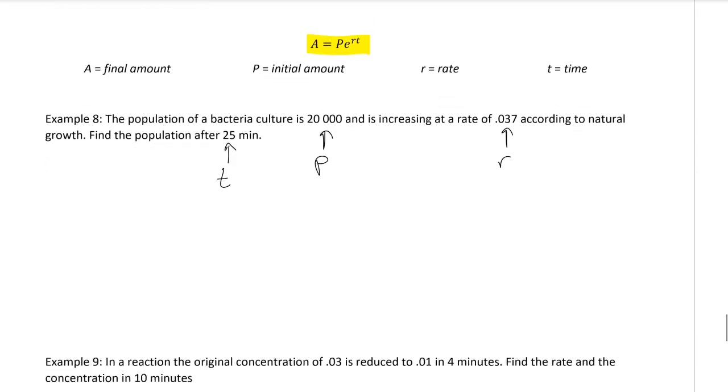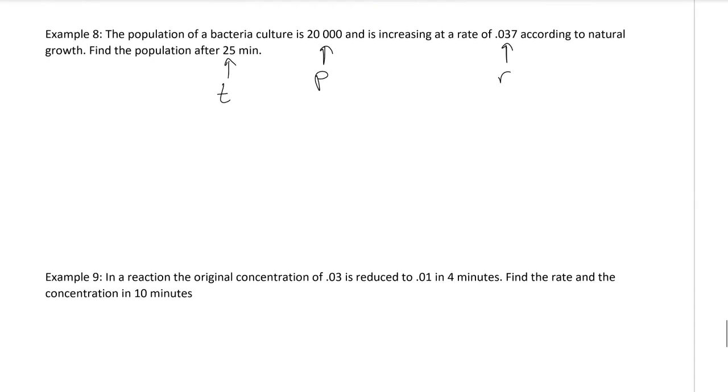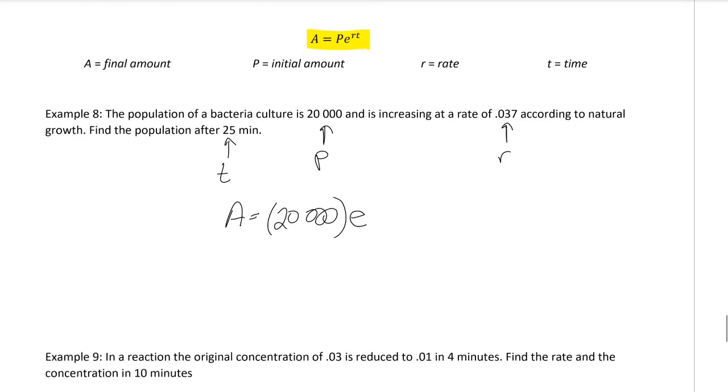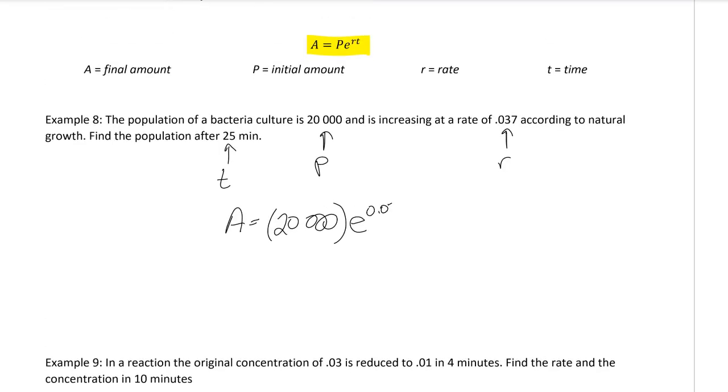Okay, so given all of that, how do we do this? Well, our new population is going to be 20,000 times e to the power of 0.037 times 25. And in this particular case, we just get to plug and chug, so that's kind of nice. So I type in 20,000, and then I'm going to go second function ln to get that e value, and then make sure that both 0.37 times 25 end up in my exponent.